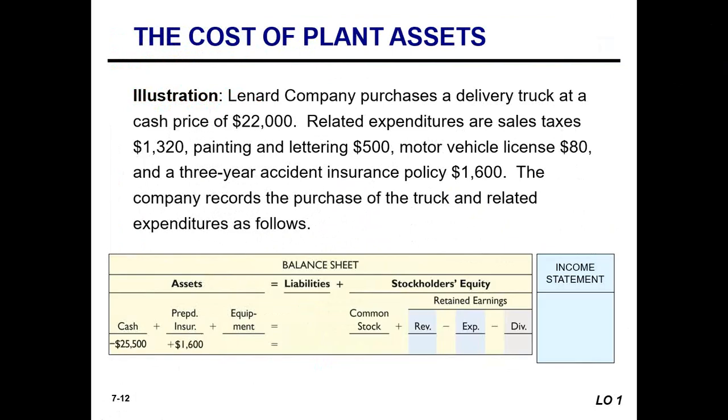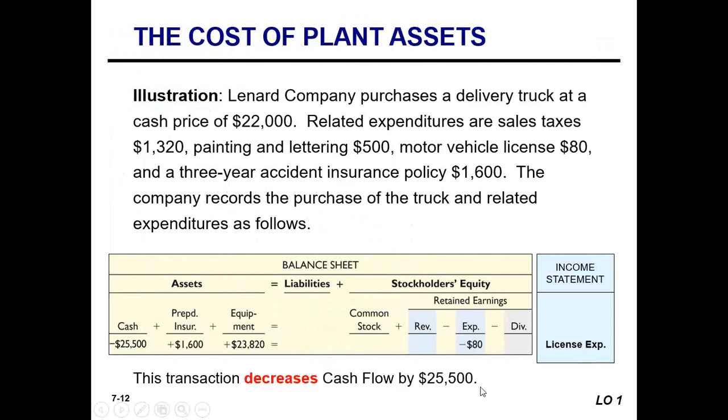So let's look. Our entry on our balance sheet would look like this. Our cash that was paid out, the total cash, our prepaid insurance, the cost we're assigning to the truck, and then the expense of buying the license. Now, at the end of the period, when we're doing adjusting entries, we would look at our prepaid insurance to see if we have actually used up some of that insurance.